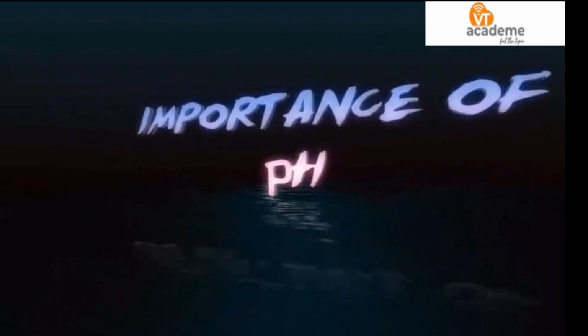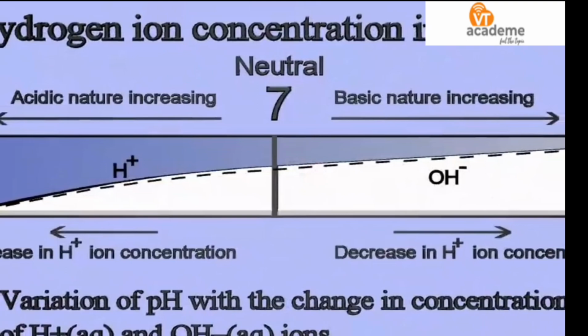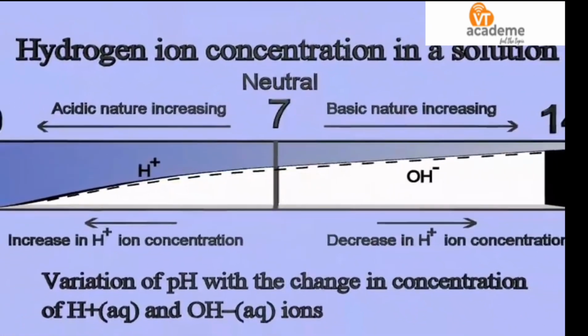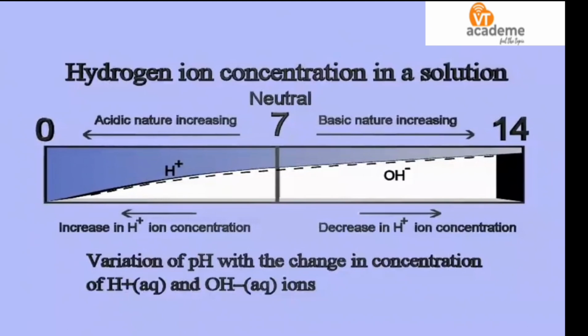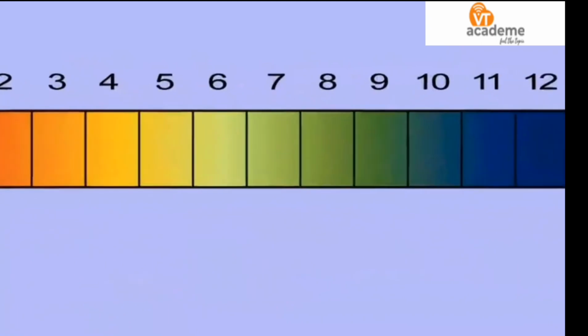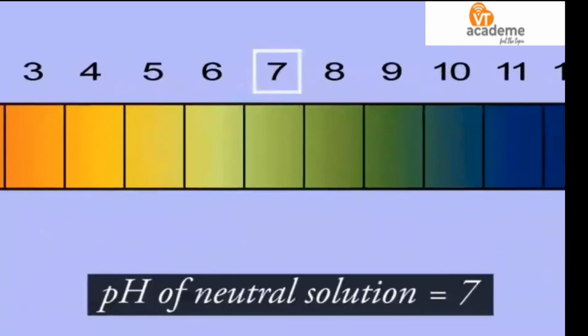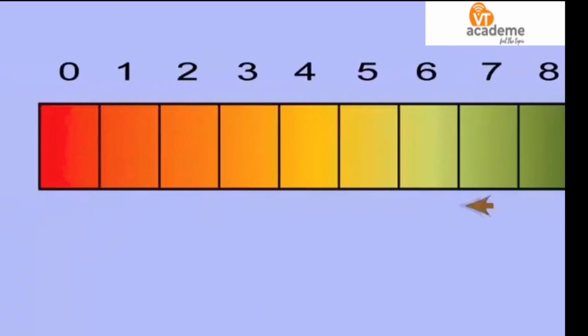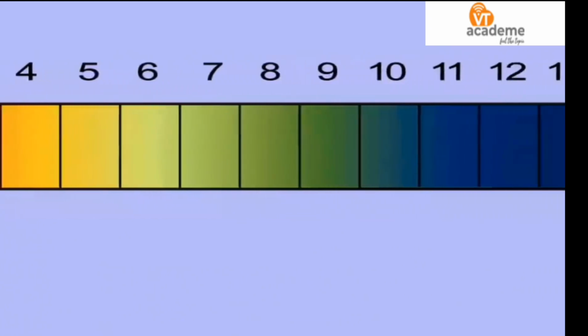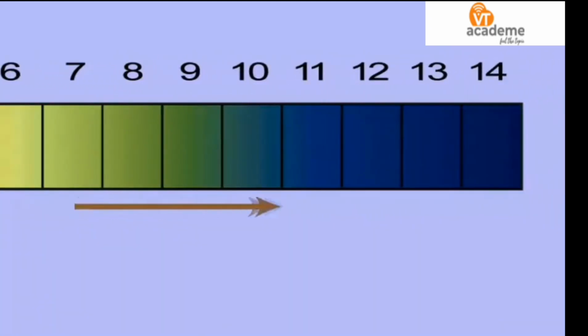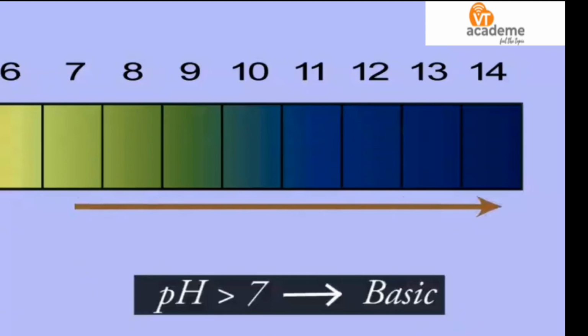Importance of pH. pH is the measure of H+ ions present in a solution, indicating the acidic or basic strength of the solution. The pH of a neutral solution is 7. Values less than 7 on the pH scale represent an acidic solution, whereas with the increase in the values from 7 to 14 on the pH scale, the basic strength of the solution increases.